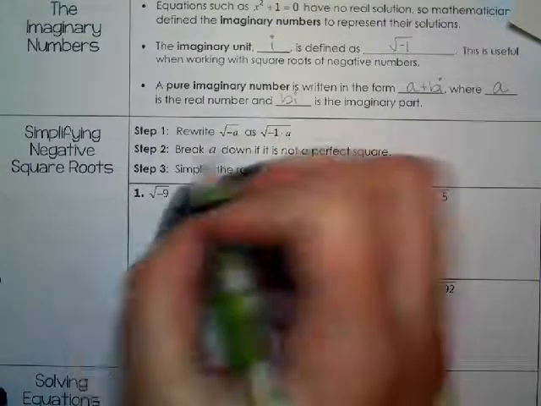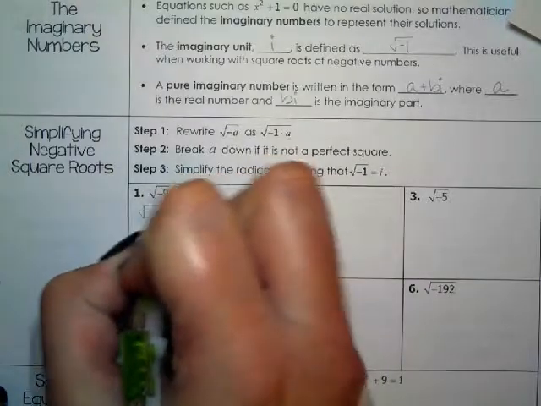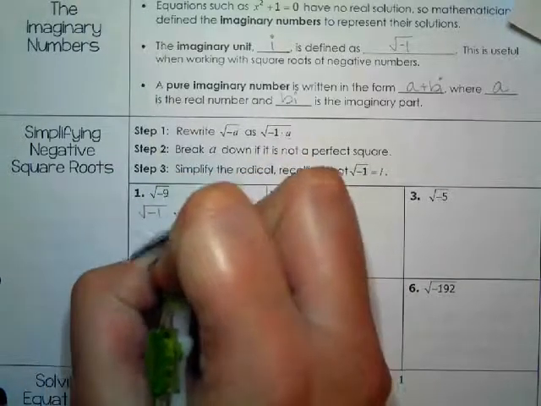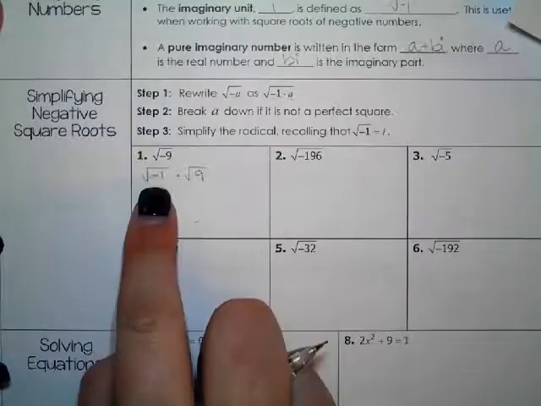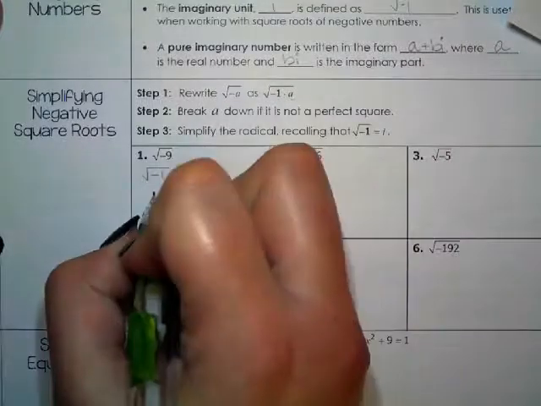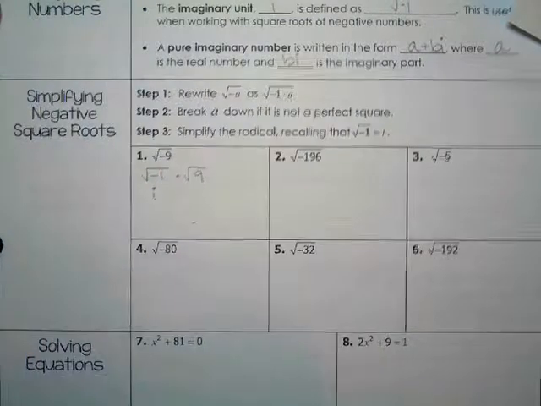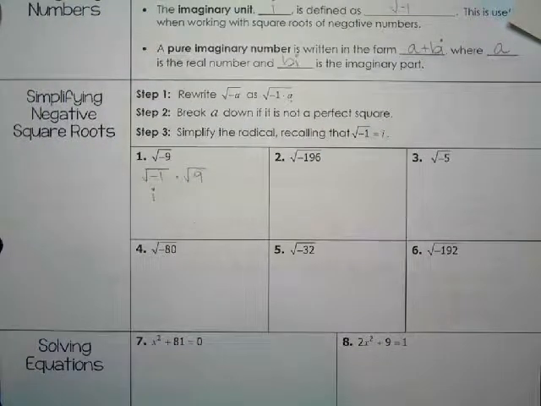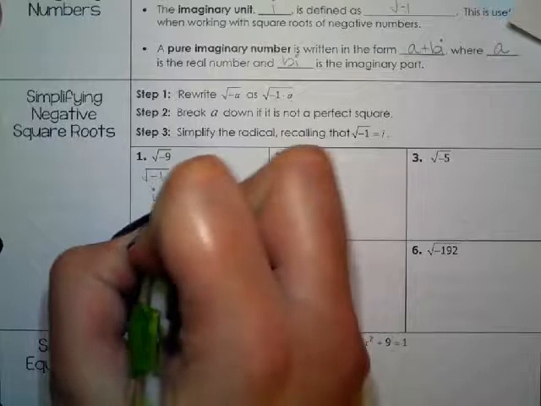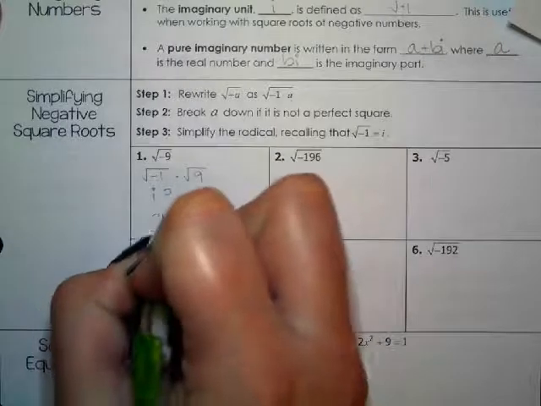So for number 1, we're going to think of this as the square root of -1 times the square root of 9. So the square root of -1 is i. And what is the square root of 9? 3. And so we would say this is 3i.